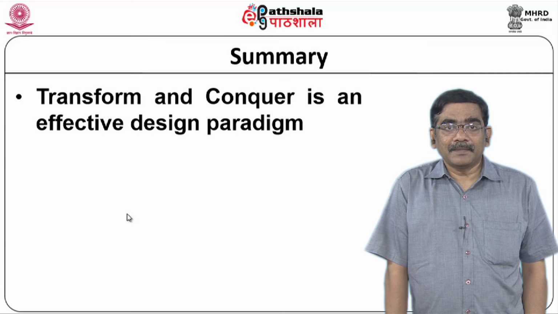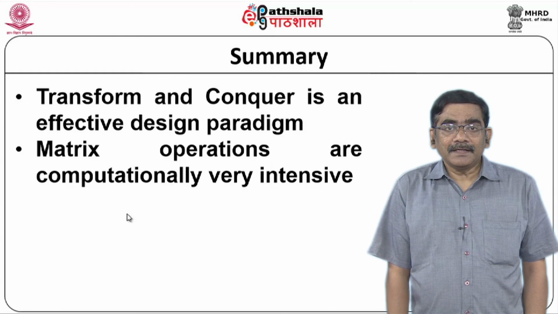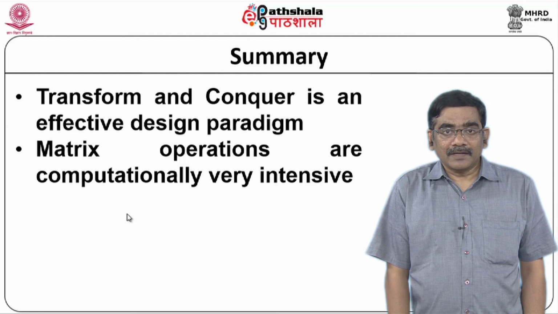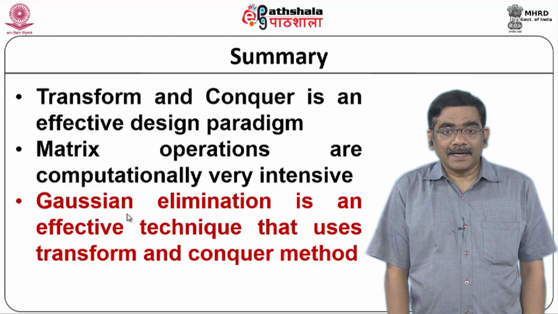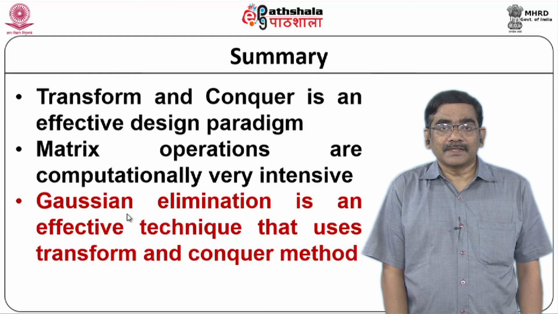In short, the summary is like this: transform and conquer is a very effective design paradigm, which is helpful to transform a problem from one domain to another domain. Matrix operations represent an important class of operations in scientific applications where transform and conquer can be effectively applied, and the first step of this transformation is Gaussian elimination, which is a very effective technique that uses the transform and conquer approach.